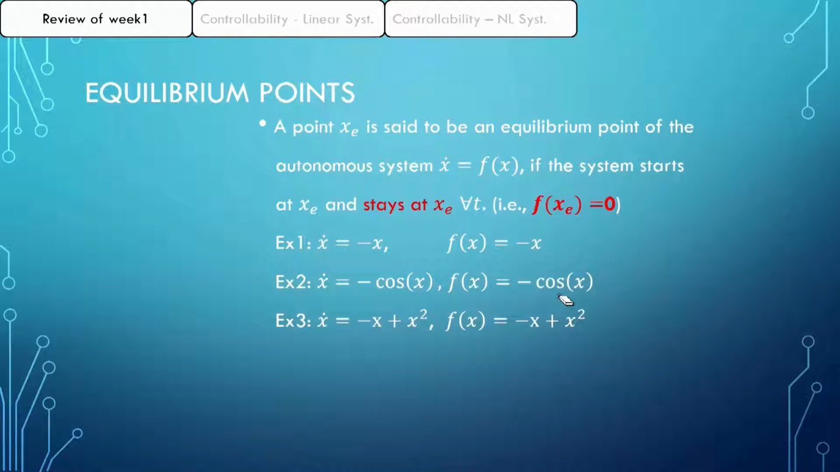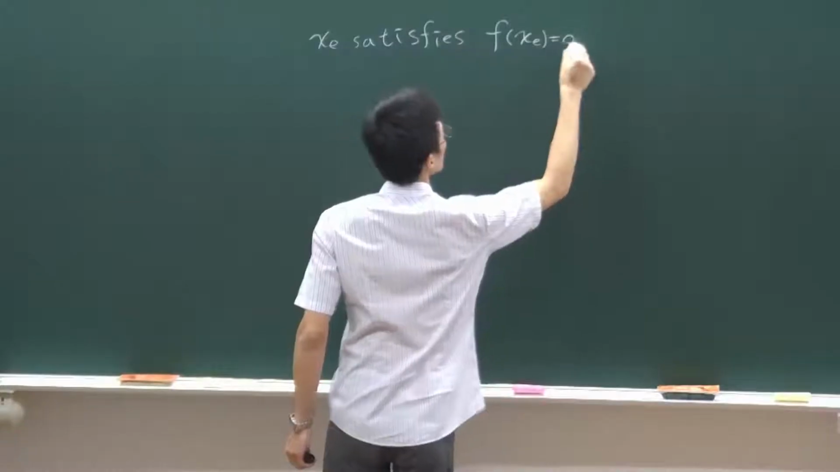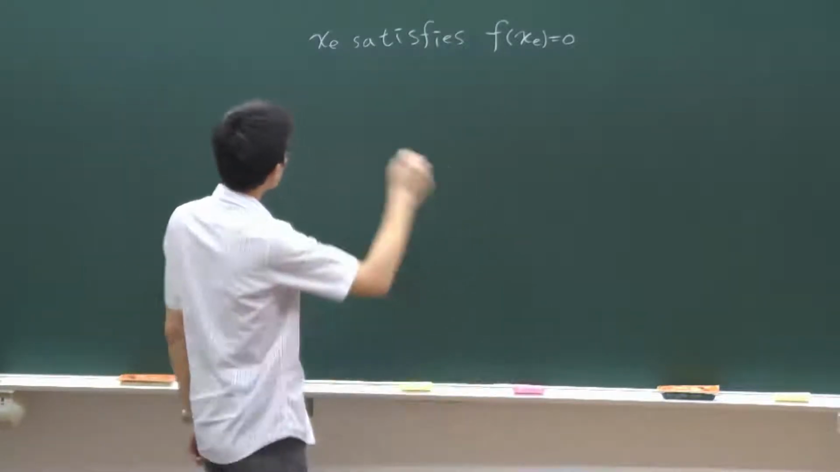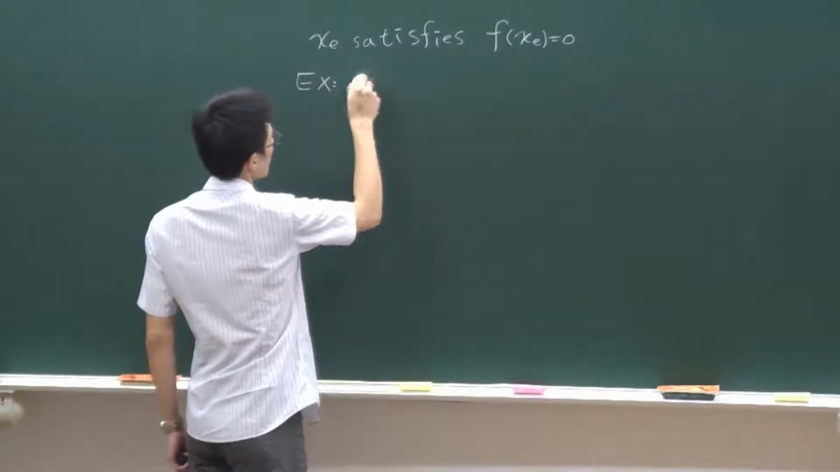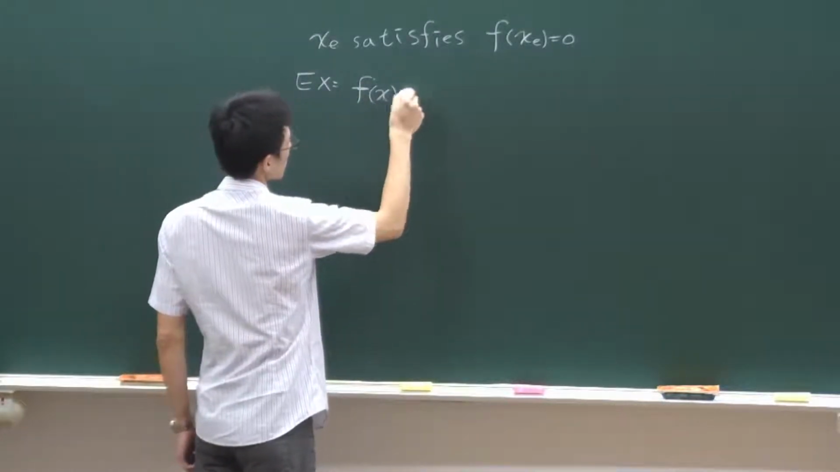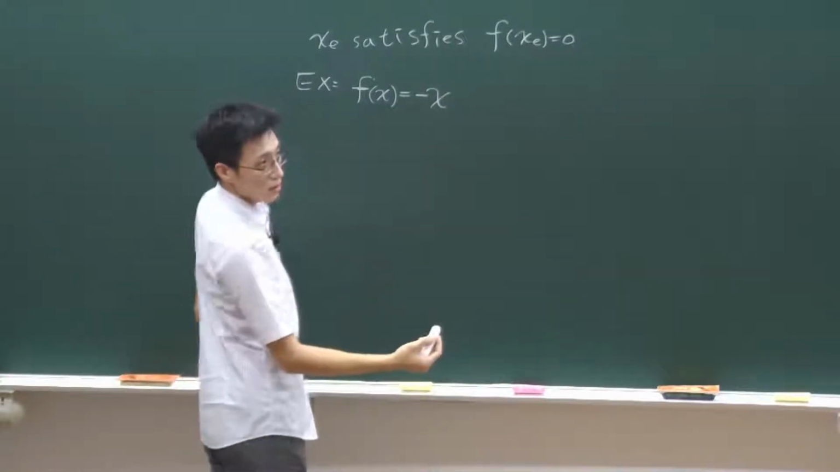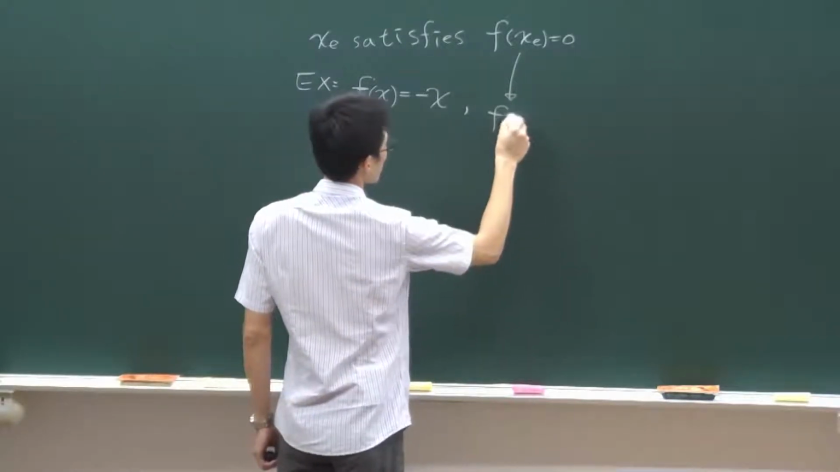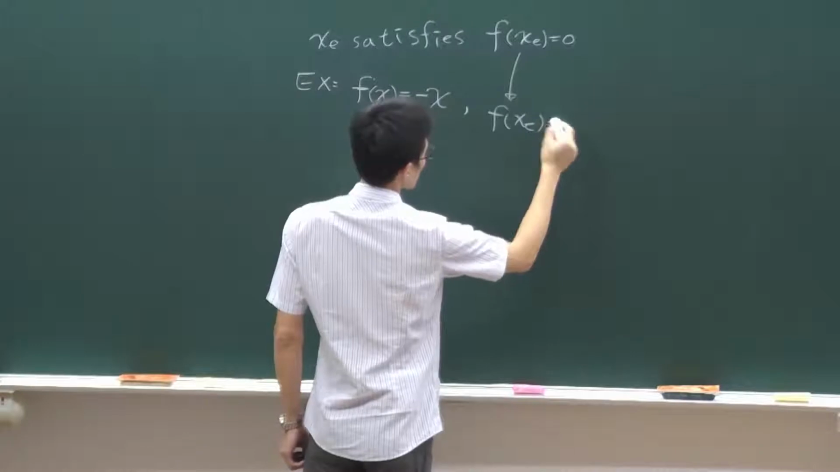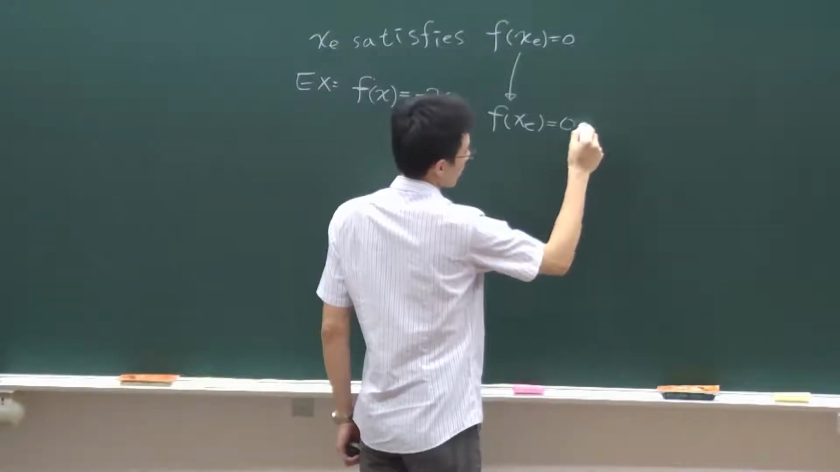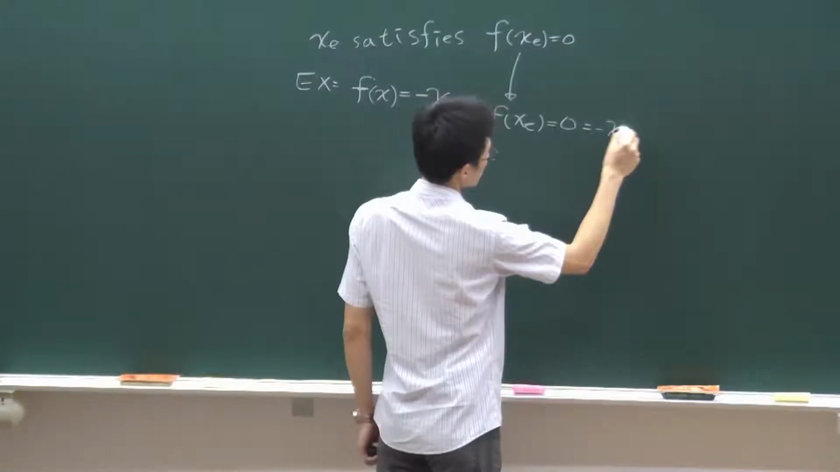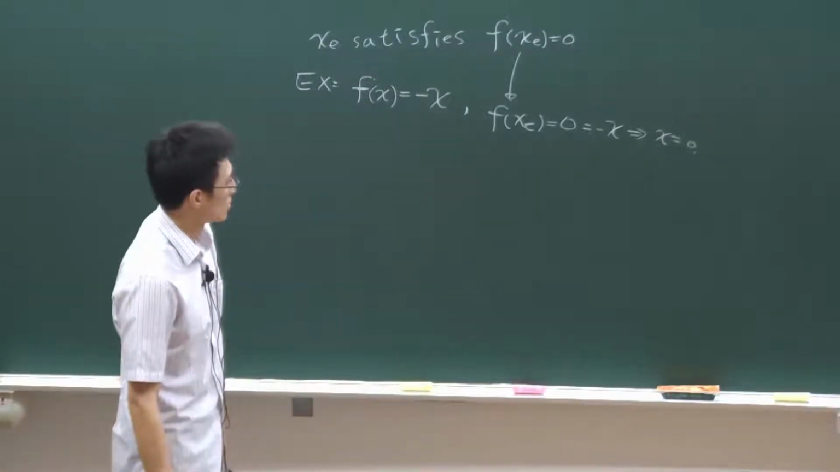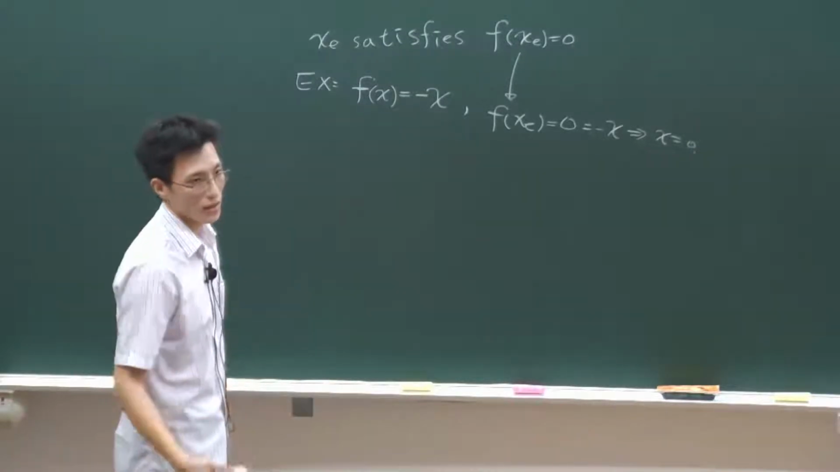So what is the equilibrium point? According to the definition, in the first example f(x) is minus x. f(xe) will be 0, and since f(x) is minus x, that implies x will be 0. So x equal to 0 is an equilibrium point.